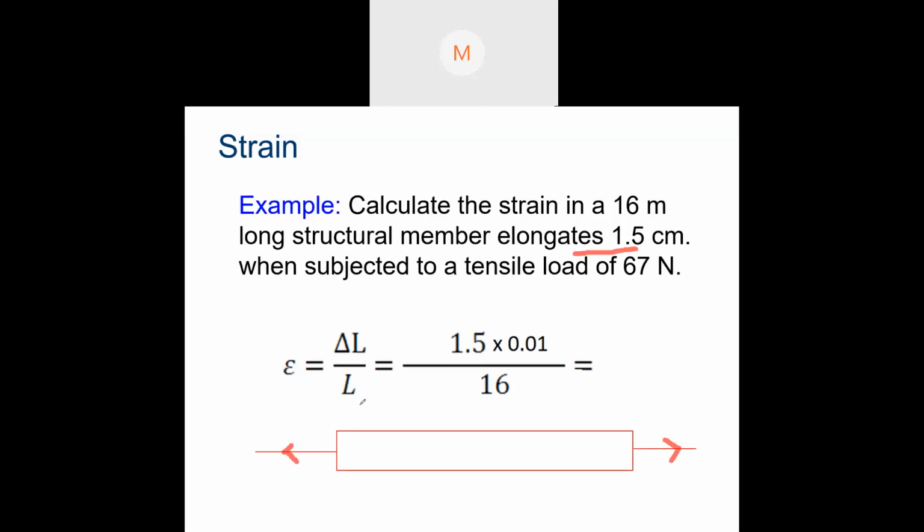If this is elongating, then it elongates by 1.5 centimeter. The original length is 16 meter. So as simple as that, del L by L. So this is how you are doing. This is centimeter, you are converting it to meter like this, and this is meter. As simple as that. Okay. So I think she understood.